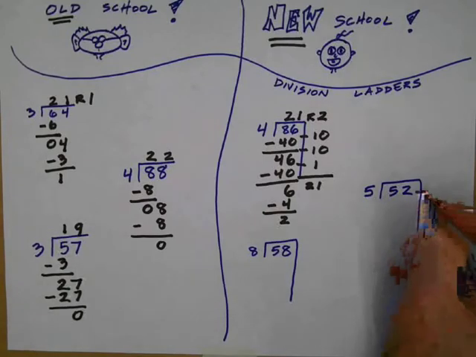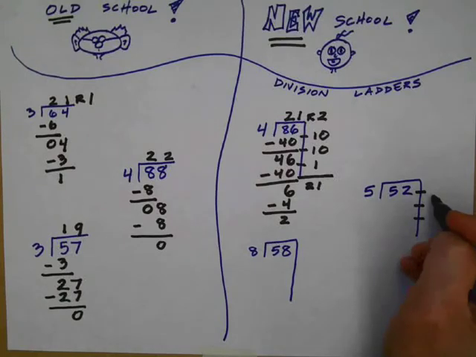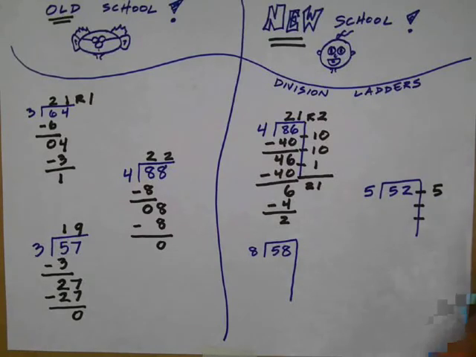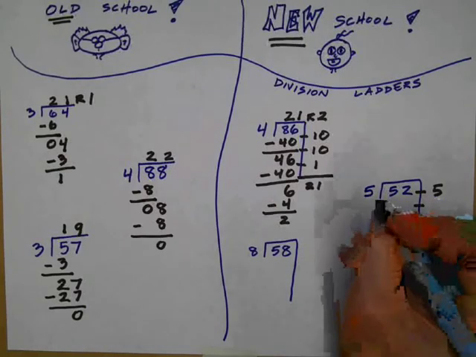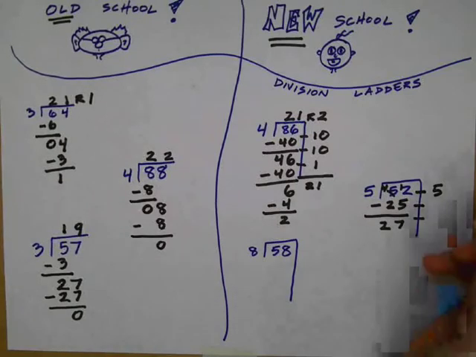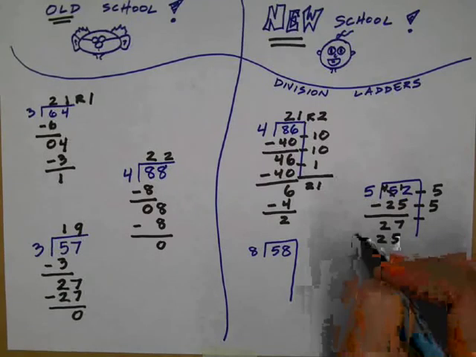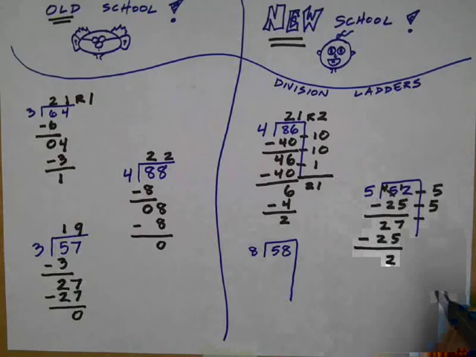Let's try another one. Put a few rungs in here. The rungs just depend on how many guesses you want to take. Some kids guess pretty accurately the first time and don't need too many steps. But let's imagine someone wasn't too comfortable with their facts and only was really comfortable, let's say, with their fives. I'm going to show you that you can do fives for almost this entire problem. 5 times 5 is 25. I subtract and I get 27. I know I can go in 5 again because 25 is less than 27. Subtract and I get 2 left.